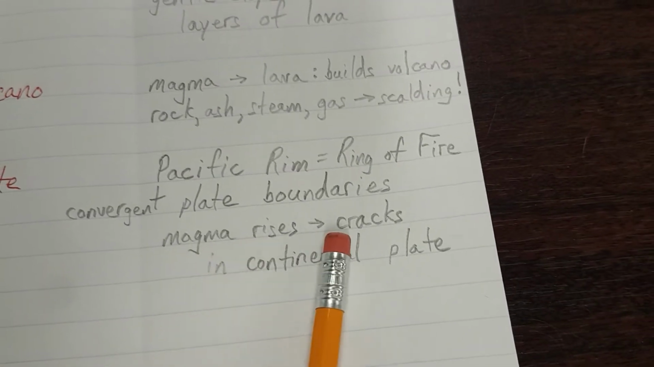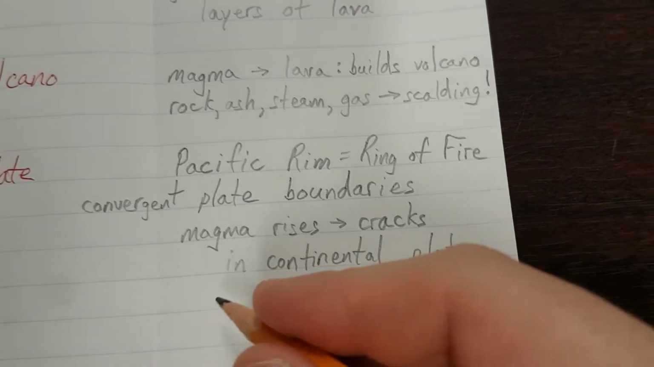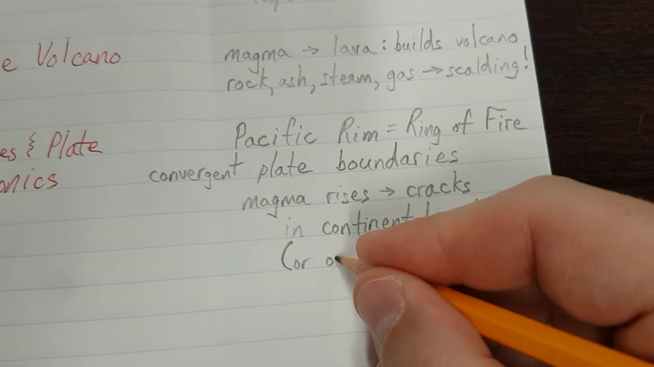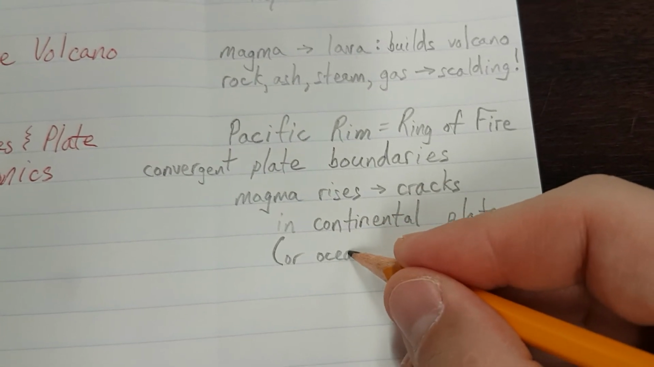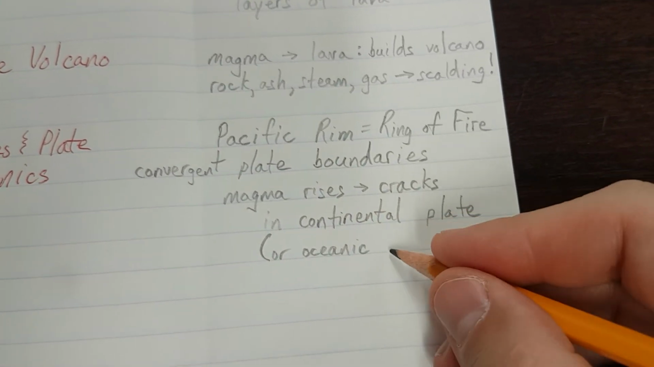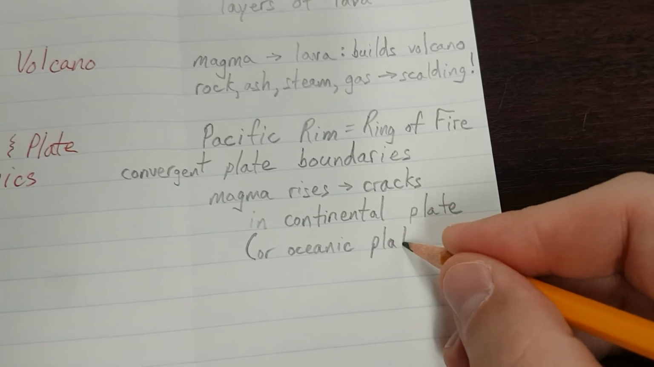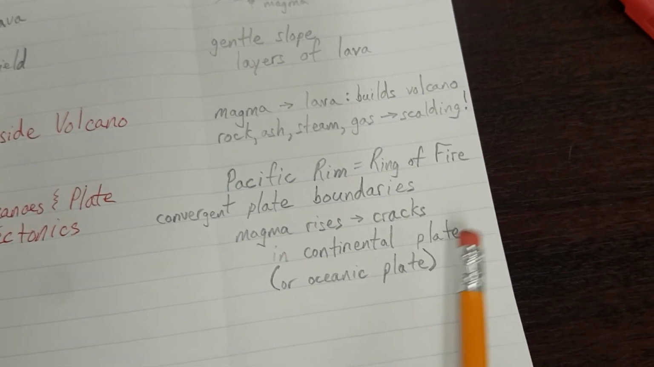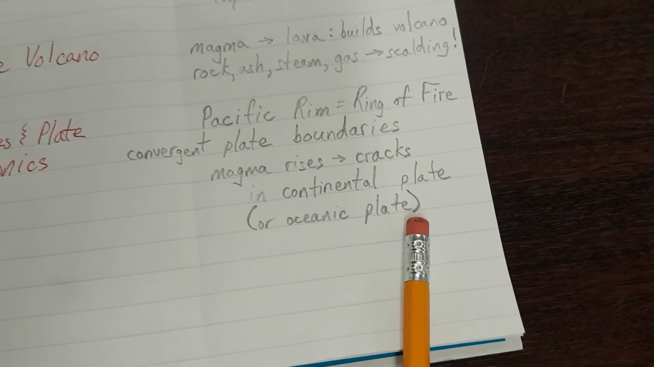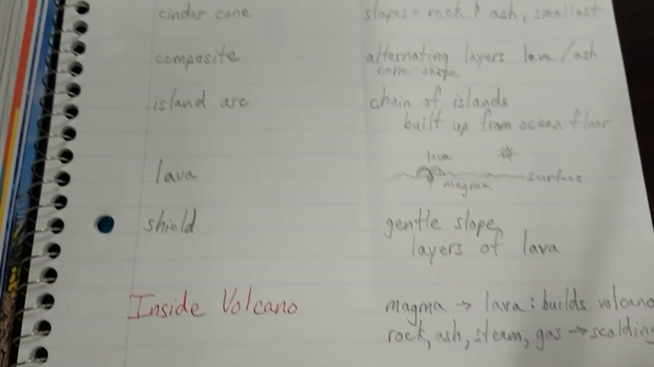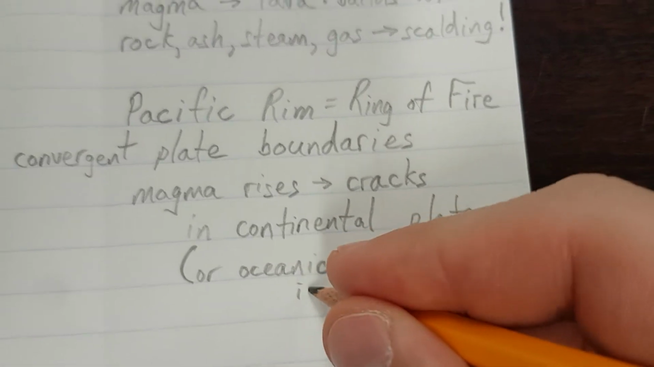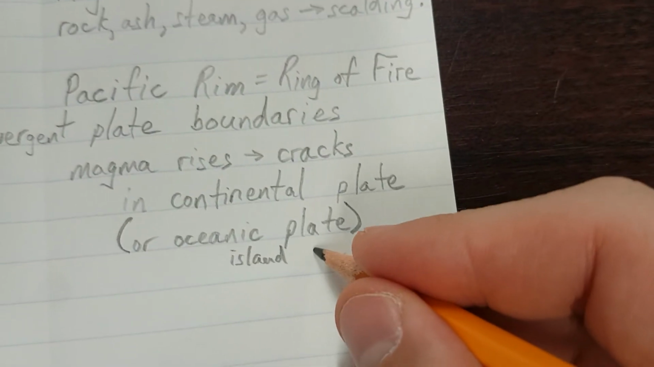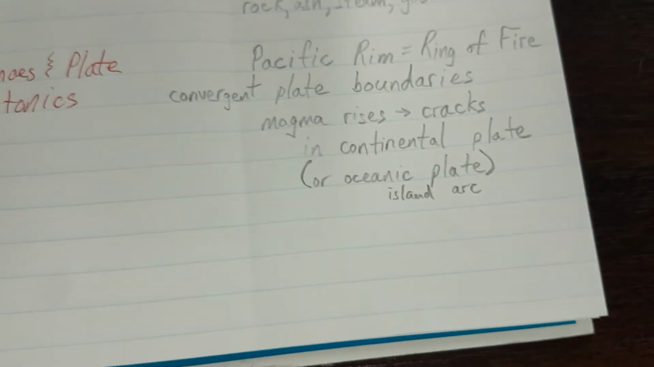Okay, so magma rises through the cracks in a continental (or oceanic) plate. So when it's a continental plate, you'll get volcanoes on the surface. If it's oceanic plates, you'll get an island arc. Let's put that down here. ISLAND ARC.